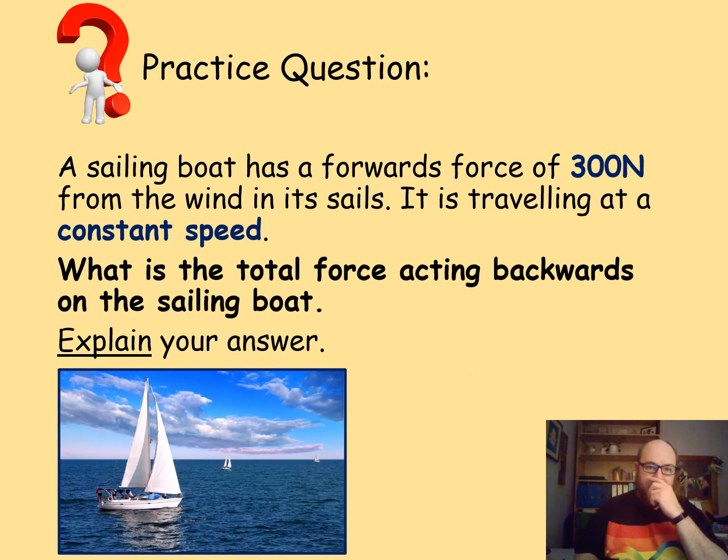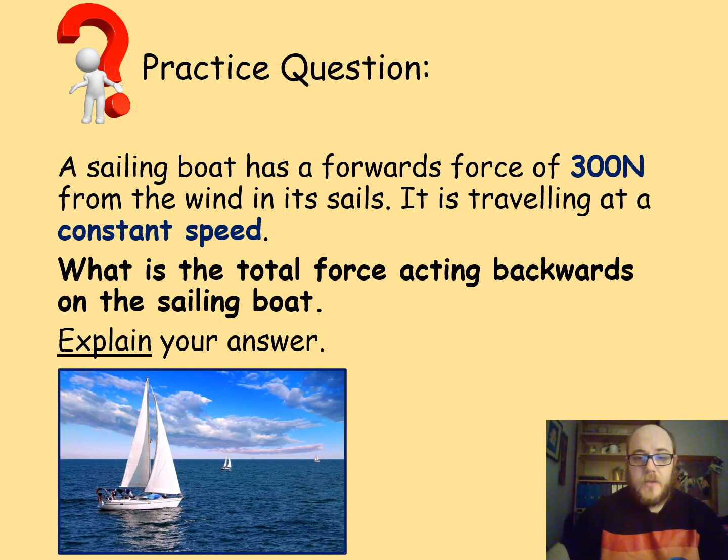All right, so let's look at an example. Here we have a boat with wind in its sails. It has a forward force from the wind in its sails of 300 newtons, and it's travelling at a constant speed, so that's crucial. Using Newton's first law, we know what the force acting backwards on the boat is, because it has a force going forwards and it's moving at constant speed. Explaining your answer, write down in your book or on your piece of paper what is the total force acting backwards on my sailing boat?